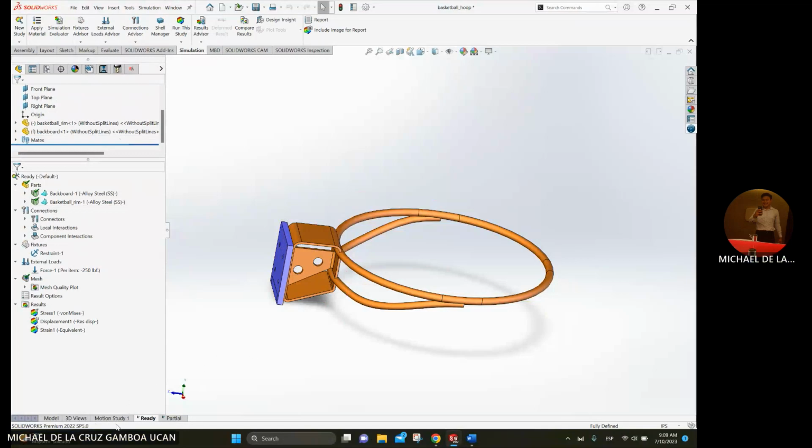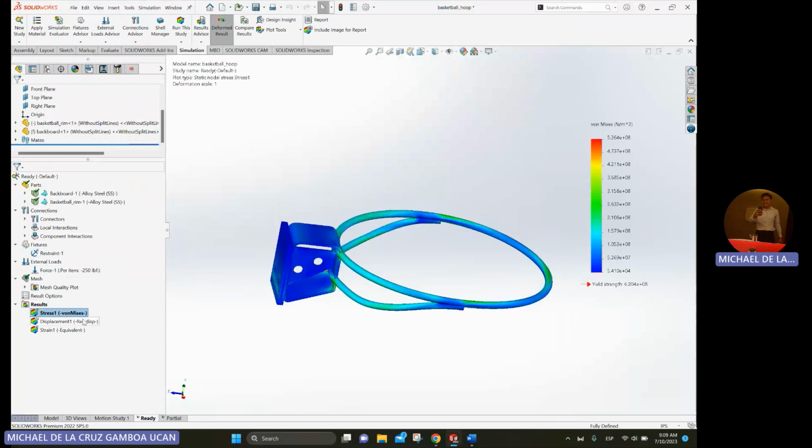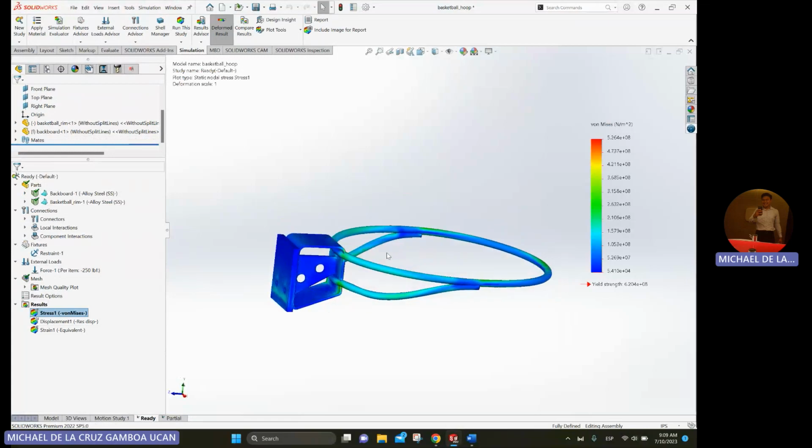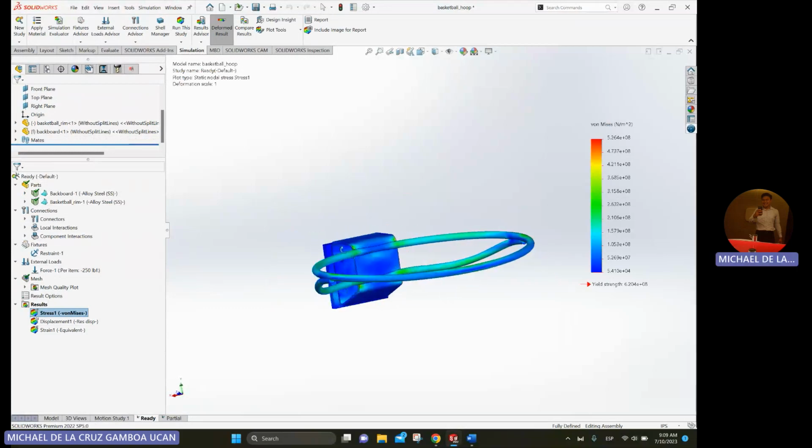We analyze it ready. We can see it's alloy steel, all this piece. We can check connectors, local interaction, components. It's important to see that the force applied is 250 libras. In this part, we can see 3 graphics. And stress. Almost all of the piece is color blue and a little color green. That's okay. It's no problem.